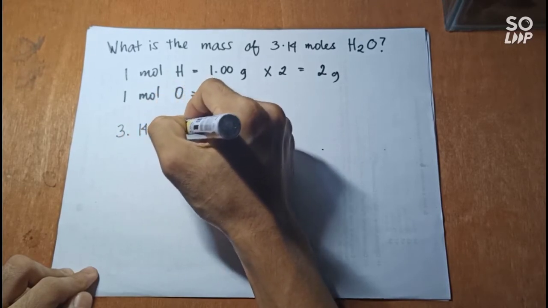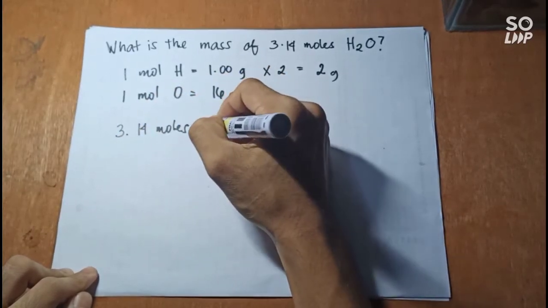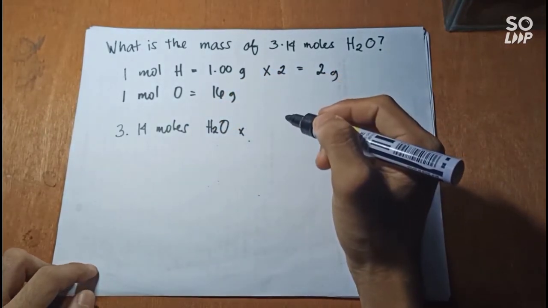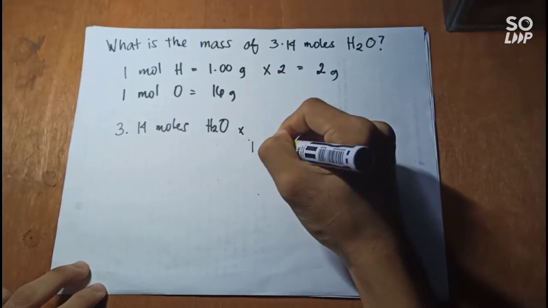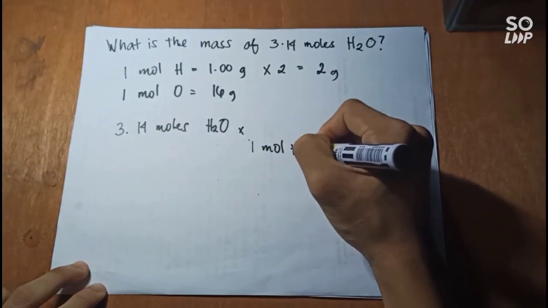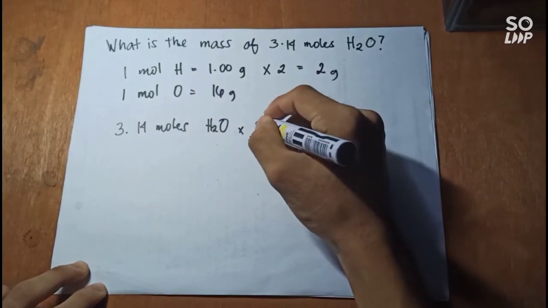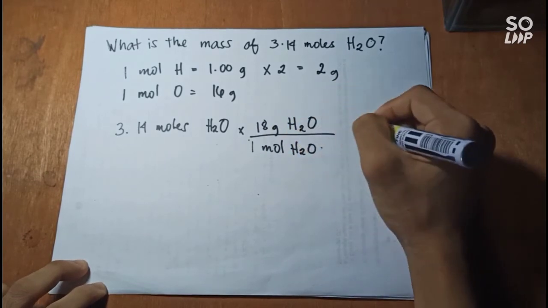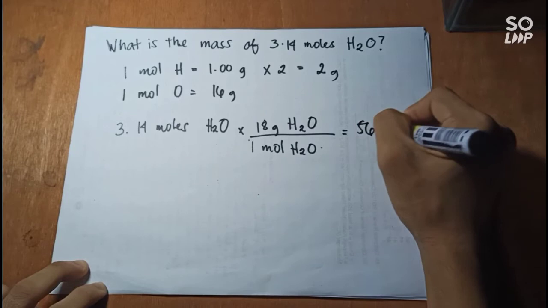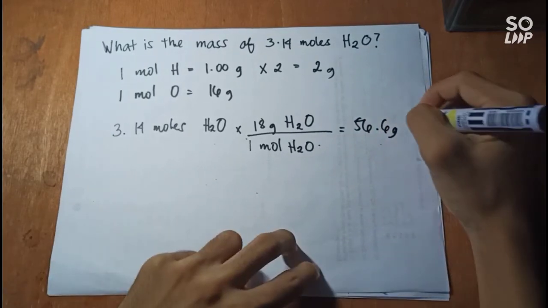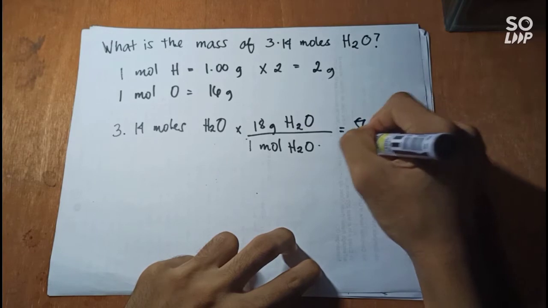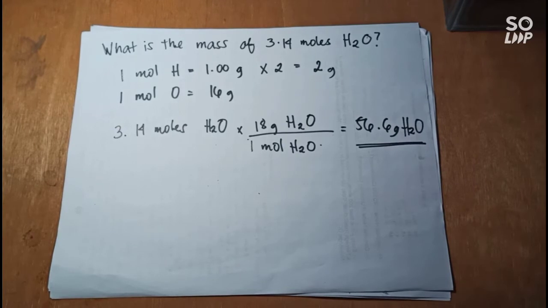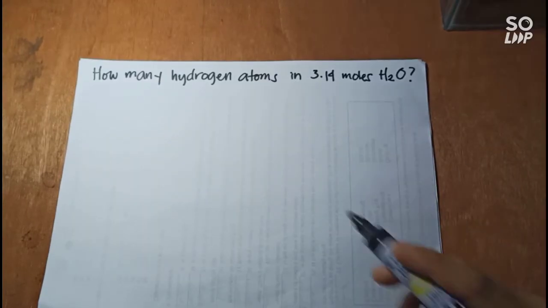Now we multiply 3.14 moles of H2O times the conversion factor of 1 mole of H2O is to 18 grams of H2O. And so, the answer would be 56.6 grams of H2O. How about this next problem?